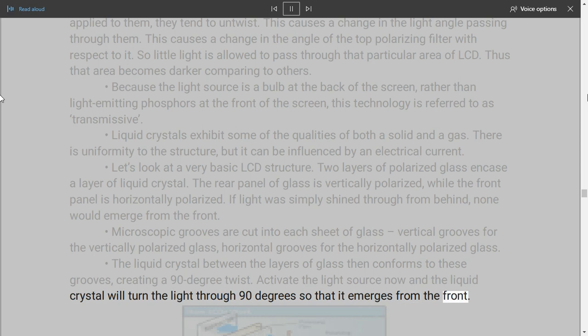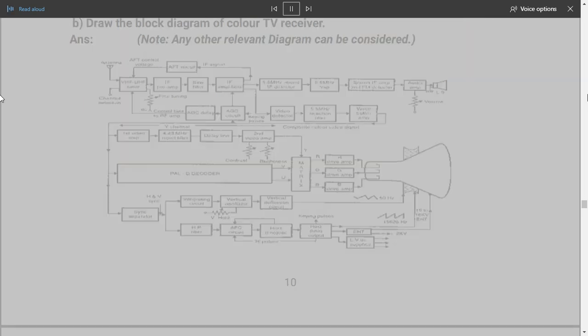B. Draw the block diagram of color TV receiver. Answer. Note, any other relevant diagram can be considered.